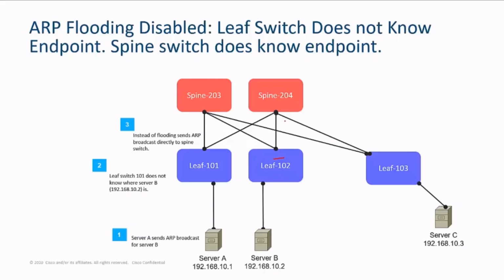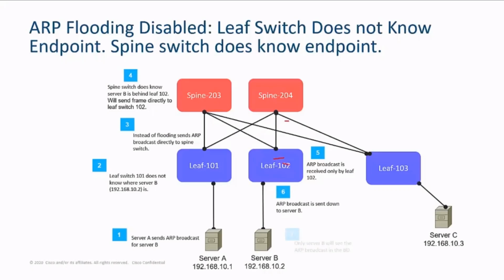So what one of the spines will do is, remember in the outer header, they changed the destination IP to the TEP IP of Leaf 102. We route it to Leaf 102, and then Leaf 102 will decap the outer header, look at the ARP broadcast, look at the IP and say, oh, this IP is behind this locally attached interface. Server B gets the ARP broadcast. Other servers on the bridge domain will not see the ARP broadcast. So big benefit.